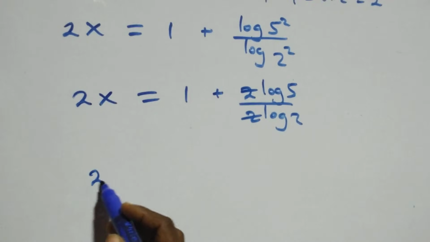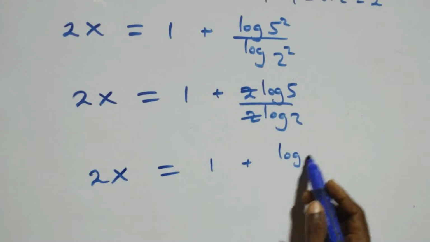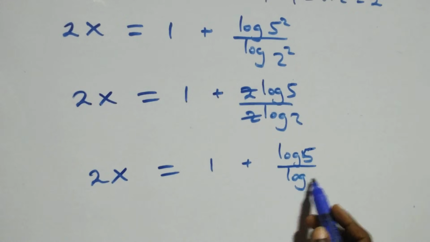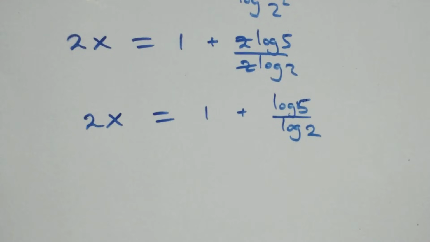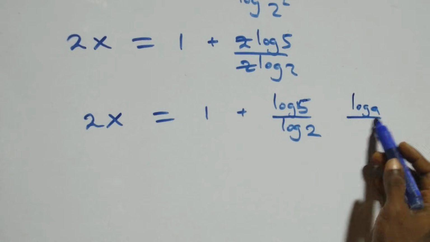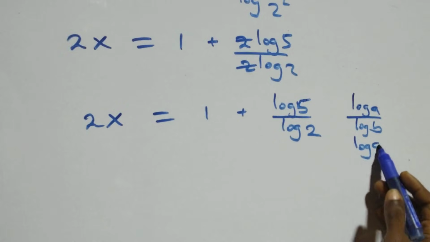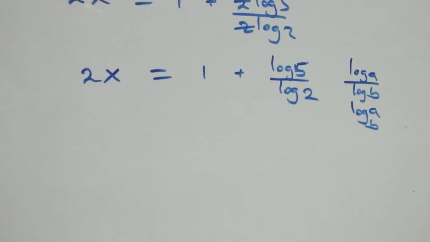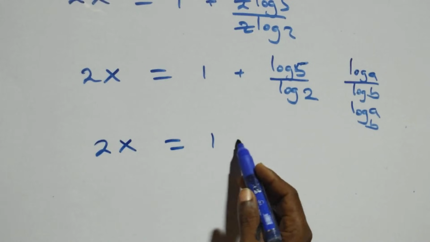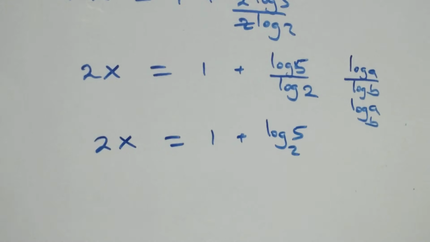This becomes 2x equals 1 plus log 5 over log 2. The next step, we apply change of base here. When we have log a over log b, this is the same thing as log a to base b. Here we have 2x equals 1 plus log 5 base 2.